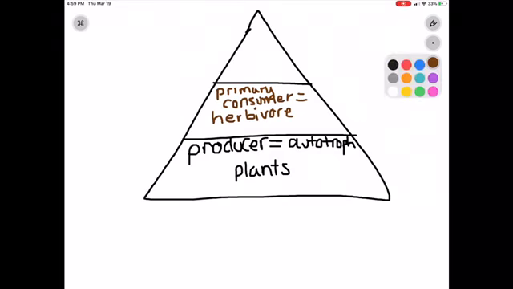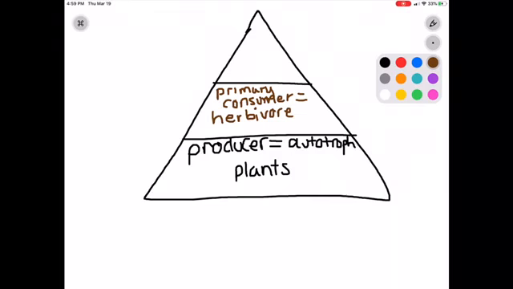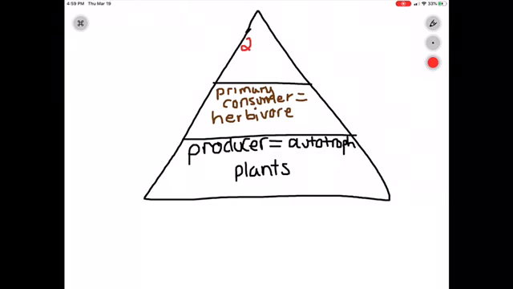Then our top level is going to be those that are eating second. So we call this our secondary consumers. So this is going to eat the level right below it. So these are carnivores because they're eating meat.